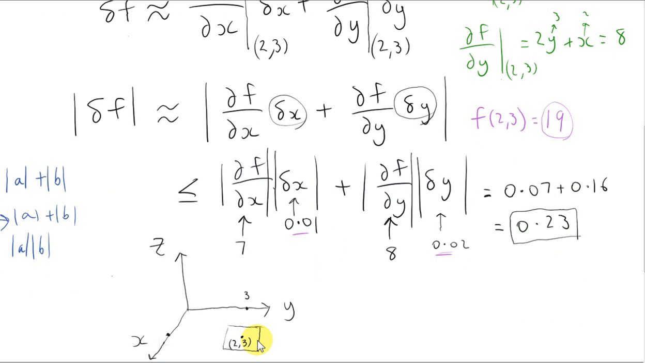We can try to visualize what's going on by looking at the point with coordinates 2, 3 and considering a rectangle surrounding that point. One side of the rectangle is twice the maximum magnitude of delta y, which is 0.02. So we multiply that by 2 obviously, and we get 0.04. So this runs from 3 minus 0.02 up to 3 plus 0.02. So from 2.98 up to 3.02.